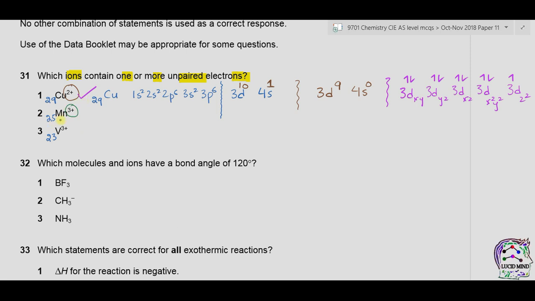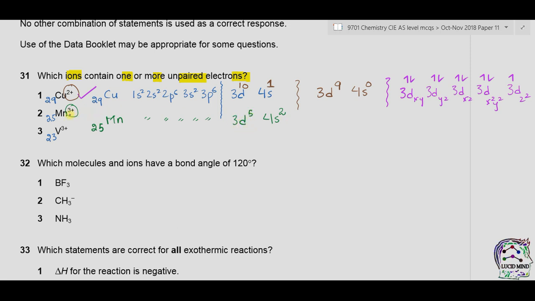Second is manganese. The atomic number of neutral manganese is 25. So first doing electronic configuration for neutral manganese. This will be equal to 18 electrons. Now we have 7 electrons left. 2 electrons will be in 4s and 5 electrons in 3d.